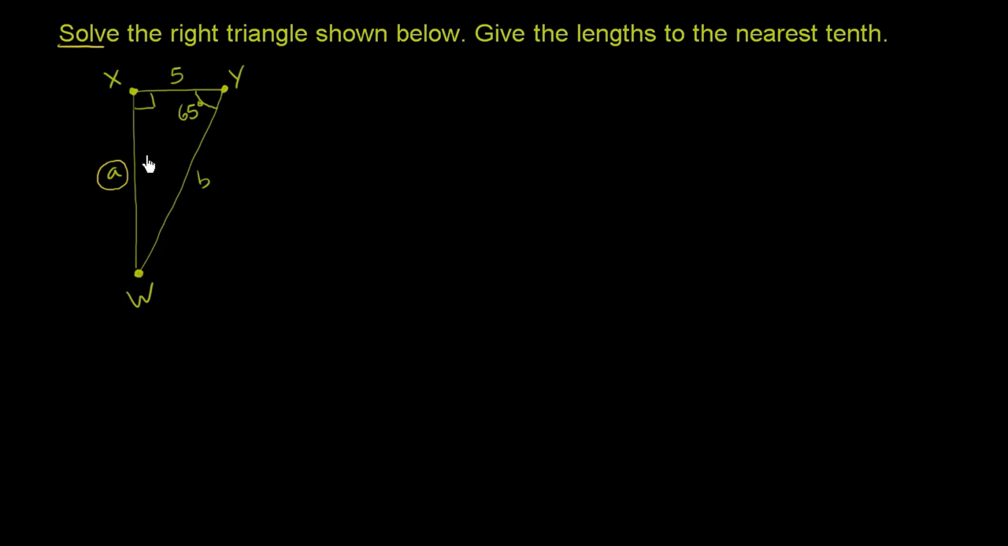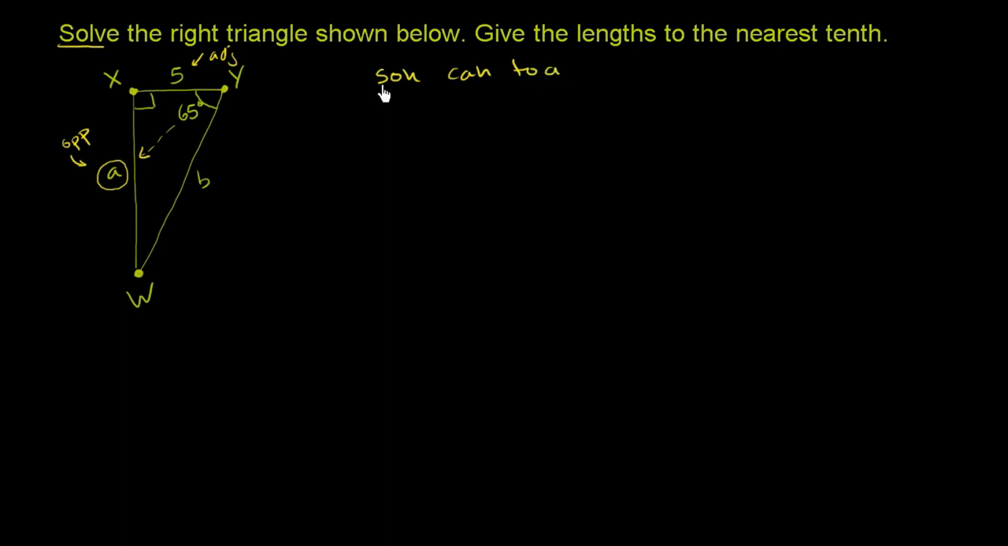Well, what do we know? We know this angle Y right over here. We know the side adjacent to angle Y. And length A is the length of the side that is opposite to angle Y. So what trigonometric ratio deals with the opposite and the adjacent? Relative to angle Y, this is the opposite, and this right over here is the adjacent. Well, if we don't remember, we can go back to SOHCAHTOA.